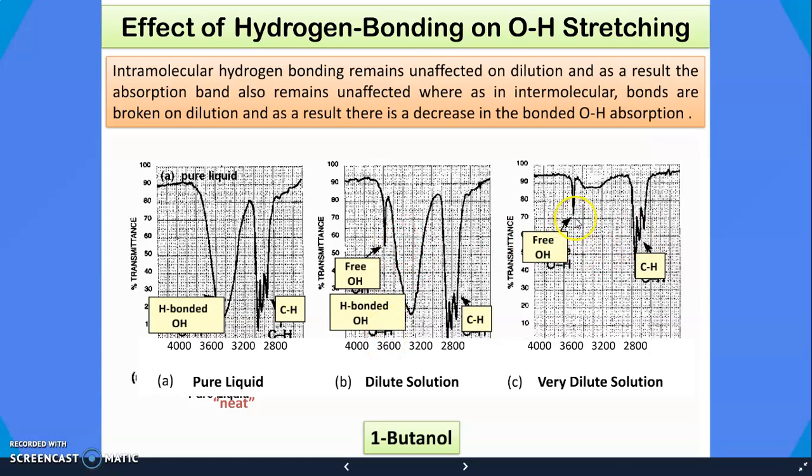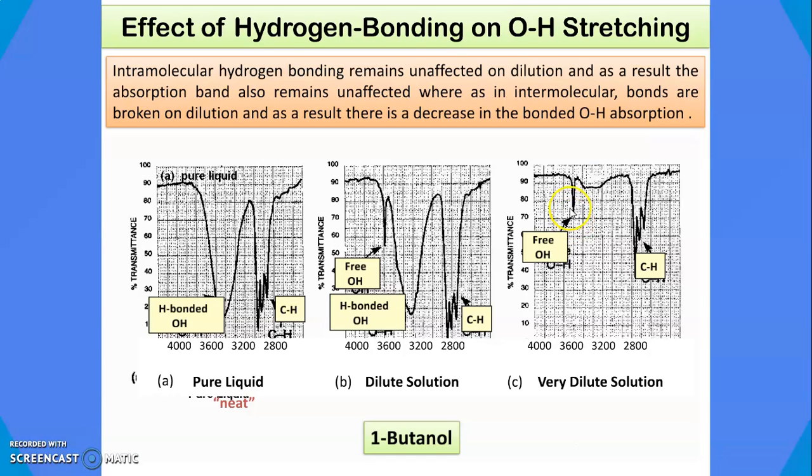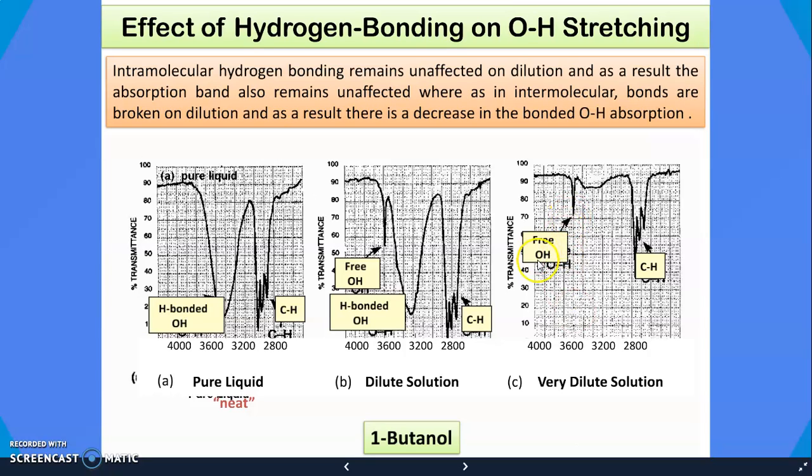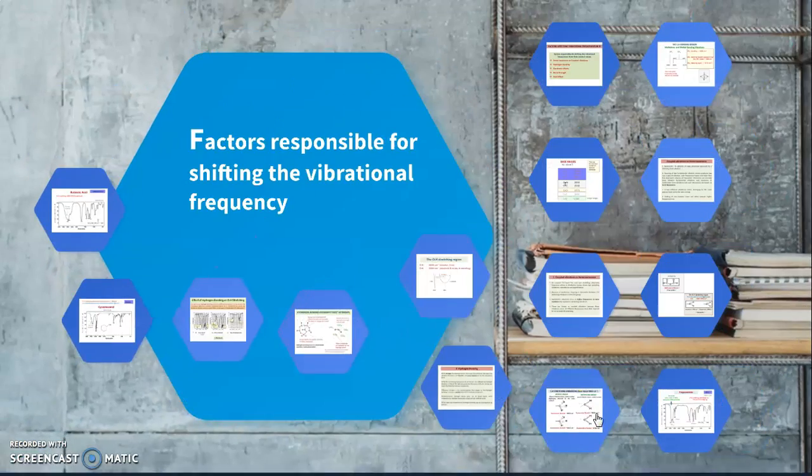But in the case of a free OH group which has no intermolecular or intramolecular bonding, in a very dilute solution it shows a very small peak, so it doesn't show any hydroxy group in the form of hydrogen bonding. So this will be the way to distinguish and identify the hydroxy group in the IR spectrum.